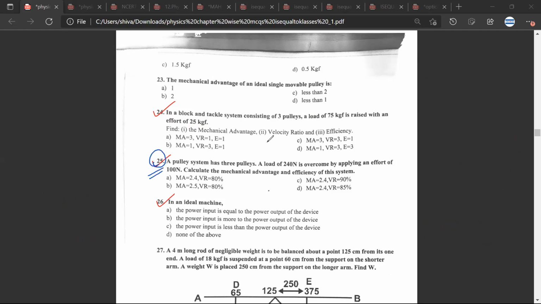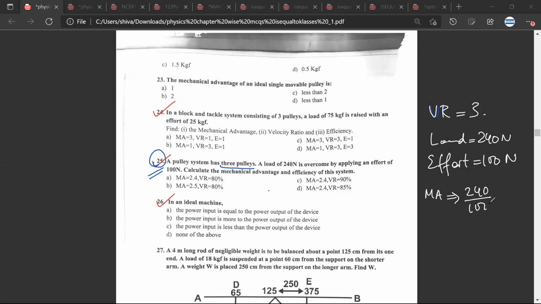A pulley system has 3 pulleys. So if it has 3 pulleys, then we are sure enough to know that VR would be 3. Load would be 240 Newton and effort would be 100. So we have load and effort. So from load and effort, we can find the value of MA. So 240 upon 100 would be 2.4.